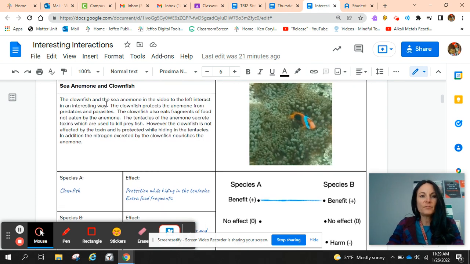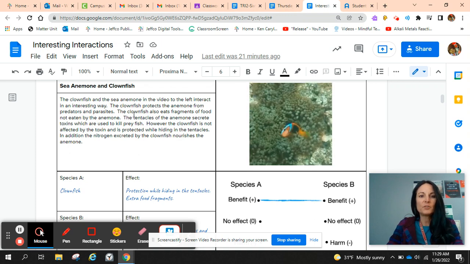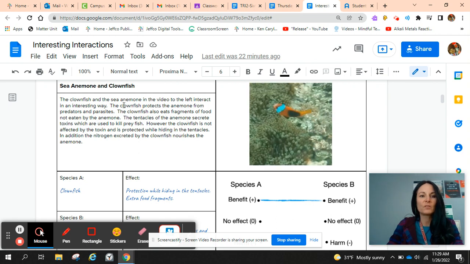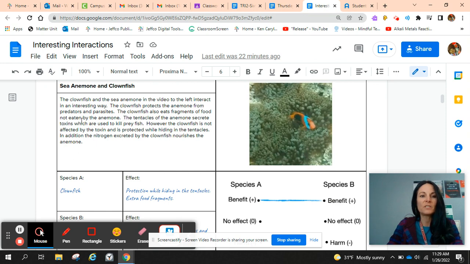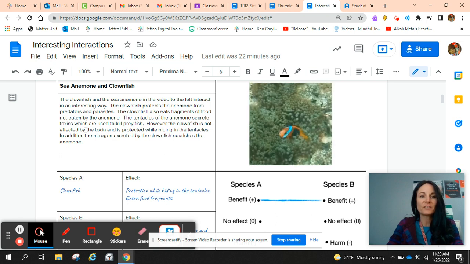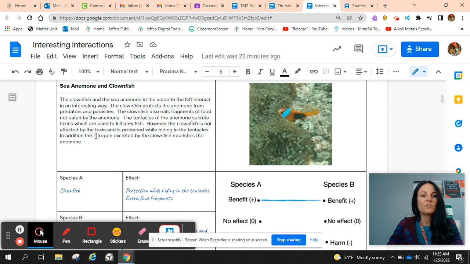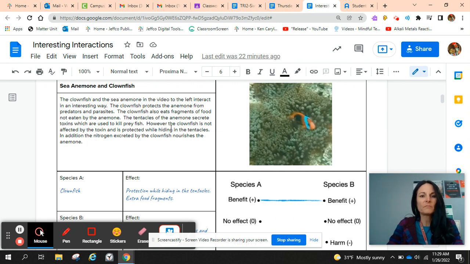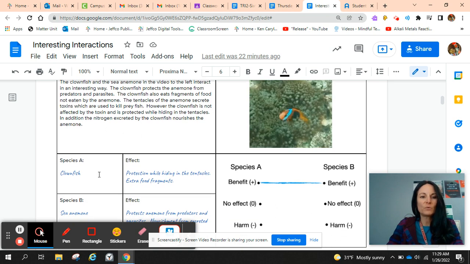So it says, the clownfish and the sea anemone in the video to the left interact in an interesting way. The clownfish protects the anemone from predators and parasites. The clownfish also eats fragments of food not eaten by the anemone. The tentacles of the anemone secrete toxins which are used to kill prey fish. However, the clownfish is not affected by the toxin and is protected while hiding in the tentacles. In addition, the nitrogen excreted by the clownfish, his waste when he goes to the bathroom, nourishes the anemone. Okay?